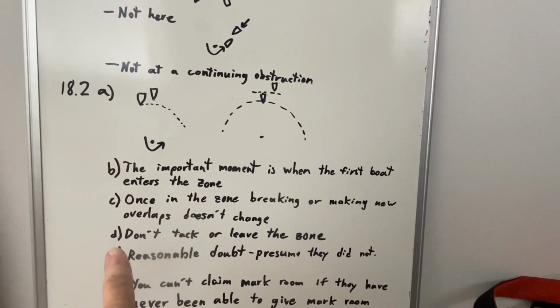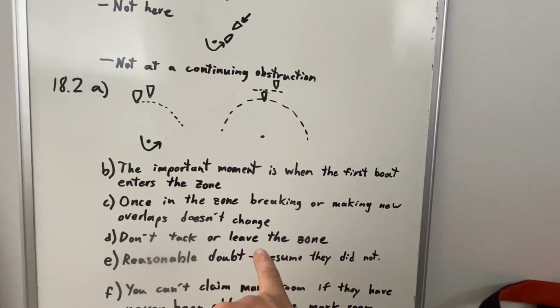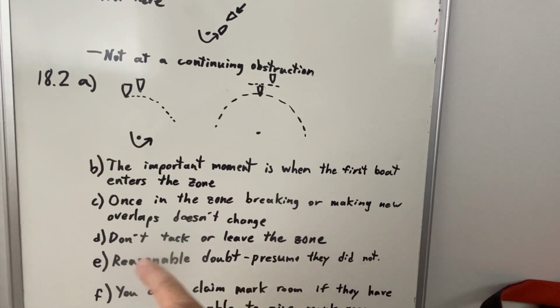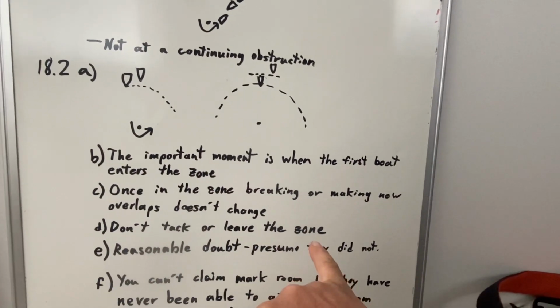Then D is a kind of a funny one. The rule ceases to apply if someone tacks or leaves the zone. That's a Z.